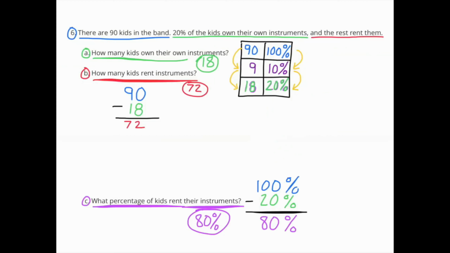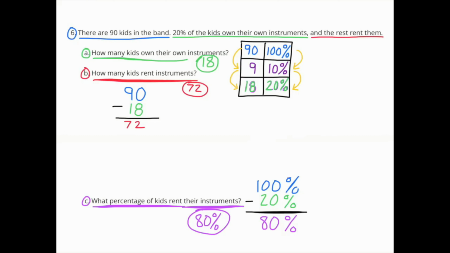Number 6. There are 90 kids in the band. 20% of the kids own their own instruments, and the rest rent them. A. How many kids own their own instruments? 100% of the kids in the band is 90.